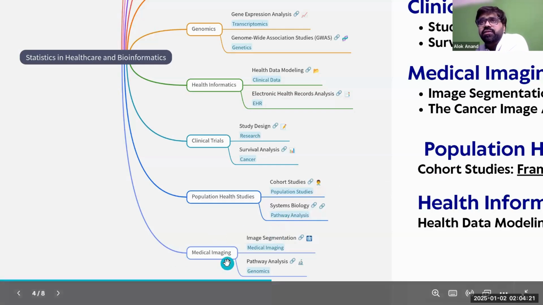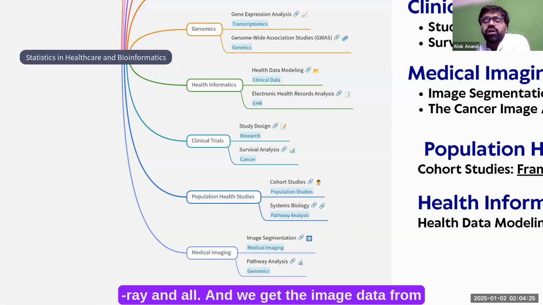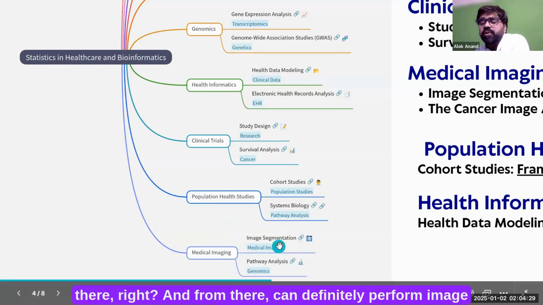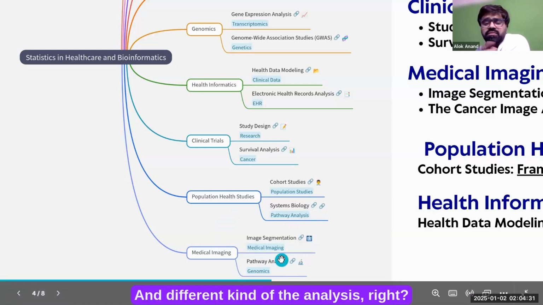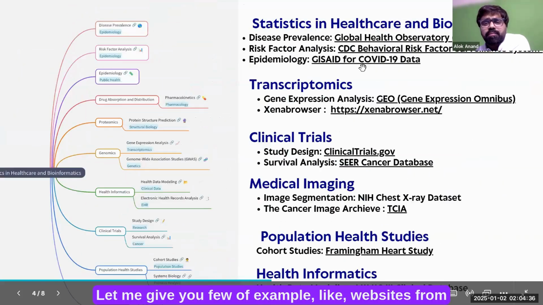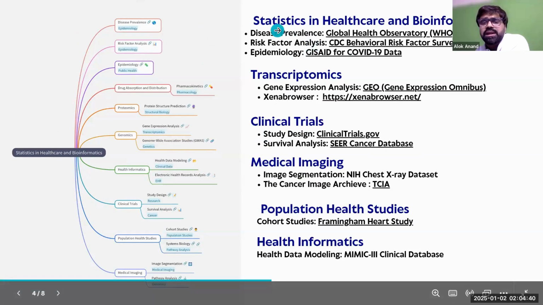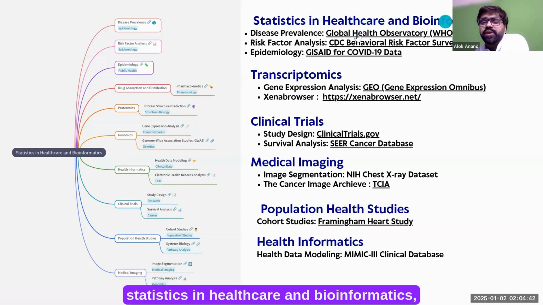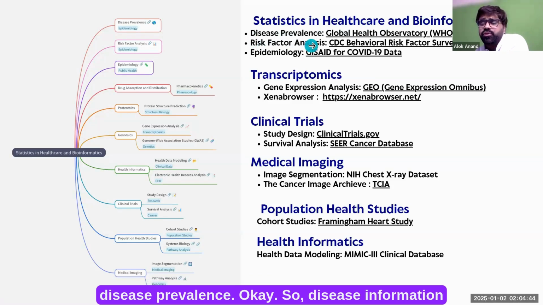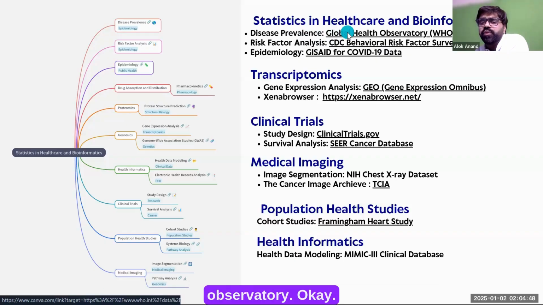Then medical imaging data. We go for the different scanning, CT scan, MRI scan, X-ray and all. And we get the image data from there, right? And from there, we can definitely perform image segmentation and different kinds of analysis. Let me give you a few examples of websites from where we can find these data sets. For example, statistics in healthcare and bioinformatics, disease prevalence. Disease information data you can find from the website Global Health Observatory.